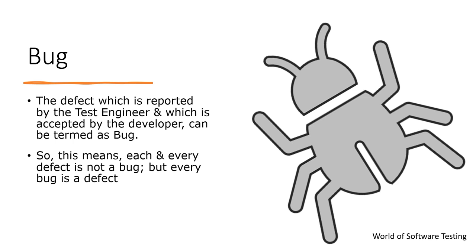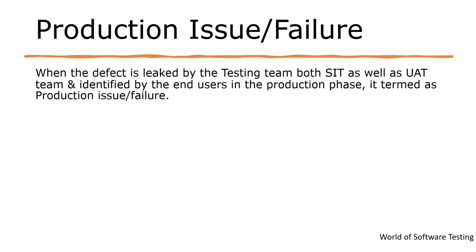So a defect which is reported by the test engineer and which is accepted by the developer can be termed as a bug. The next term is the production issue or failure. When the defect is leaked by the testing team, both the SIT as well as UAT team, that is system integration testing and user acceptance testing team, and identified by the end users in the production phase, then it is termed as a production issue or failure. This is the most costly failure we can say, because it goes into production and is caught by the end users of the application.